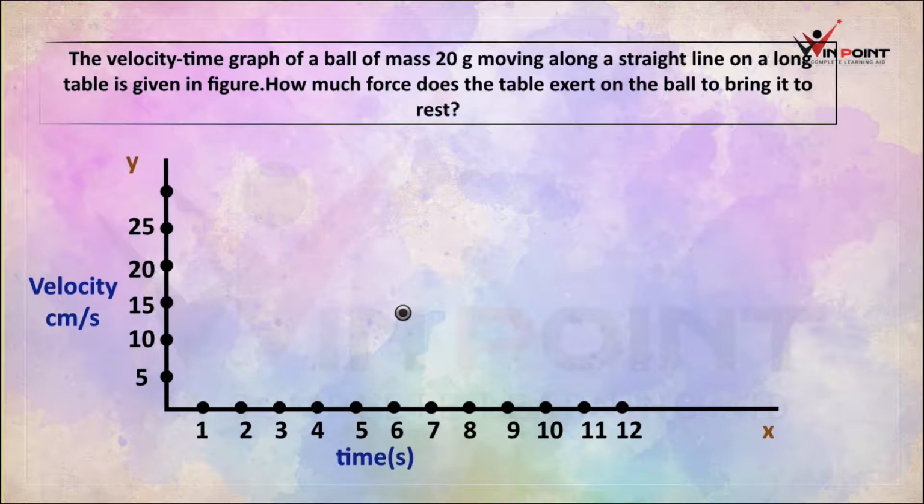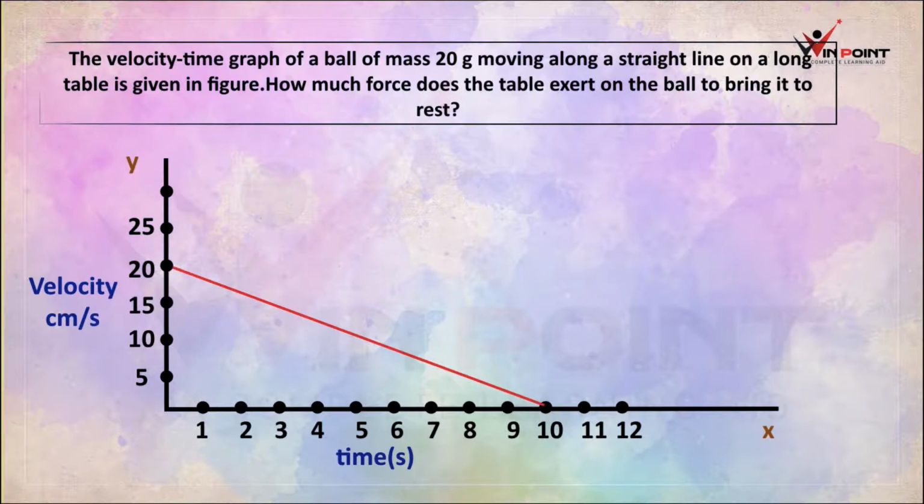When an object is moving, there will be frictional force, right? How much force does the table exert on the ball to bring it to rest? So we can analyze the graph now. On the y-axis it is velocity. Velocity is in centimeter per second and time is in second, and the graph is like this.